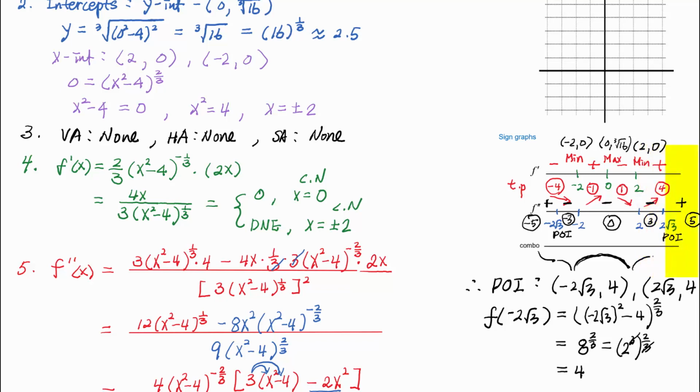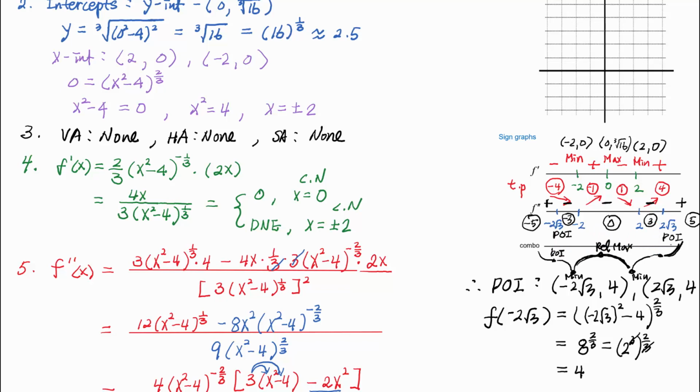And then at 2 radical 3, concavity changes. And now concavity is up, which is a cup shape, and it is still increasing. So you get a graph like this. And you do get a relative minimum here, a relative minimum here, and a relative max here. And this is a POI, and this is a POI.